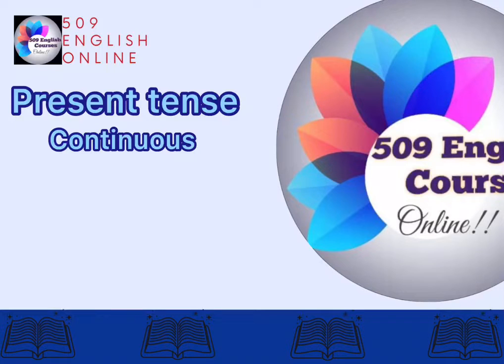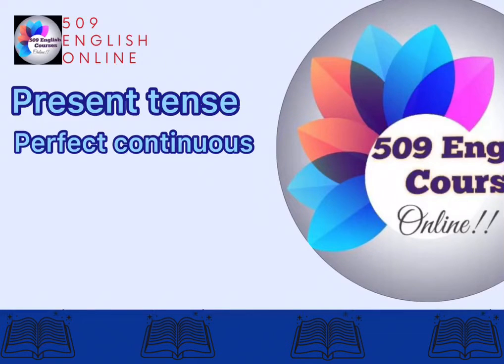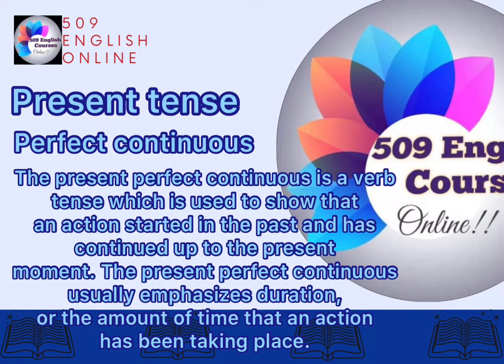Okay, let's move on to the last one. Present perfect continuous. The present perfect continuous. What is the present perfect continuous? The present perfect continuous is a verb tense which is used to show that an action started in the past and has continued up to the present moment. The present perfect continuous usually emphasizes duration or the amount of time that an action has been taking place. Okay, guys, by us reading the definition, we can see that time is a key factor in learning the present perfect continuous. Let's look at an example to see how it goes.